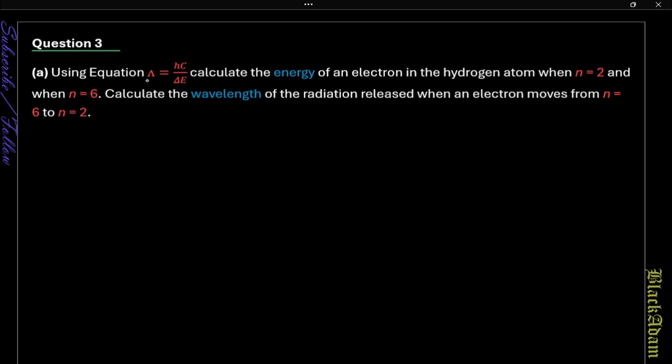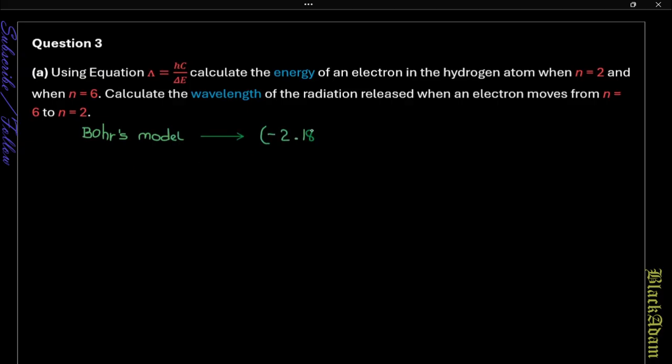Welcome to chemistry. So we calculate the energy from n equals 2 to n equals 6, and after that we calculate the wavelength for the same range, n equals 6 to n equals 2. Okay, what we do, we have Bohr's model.